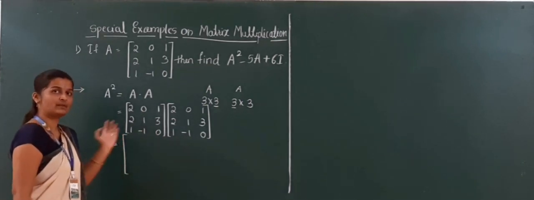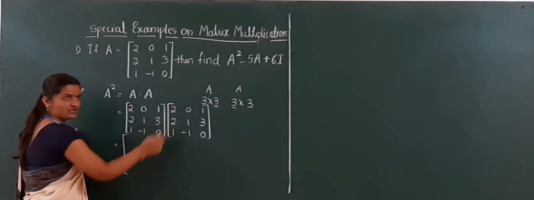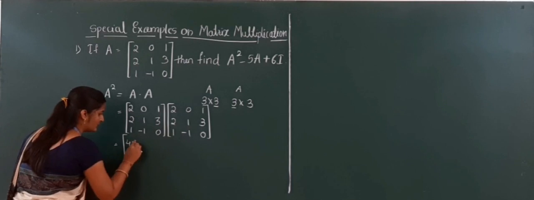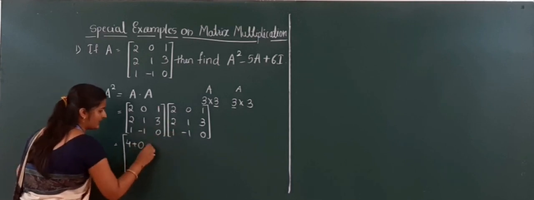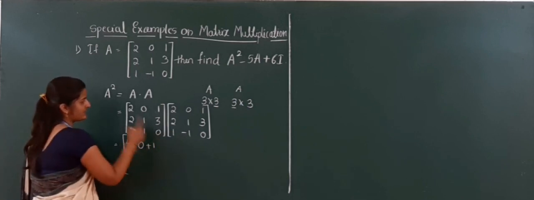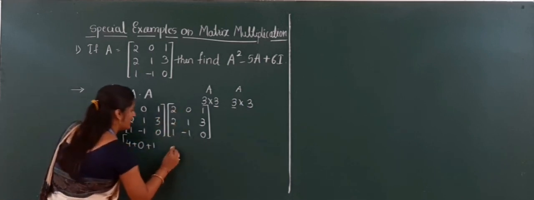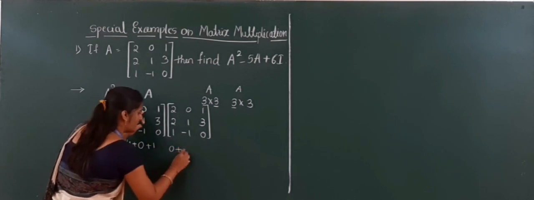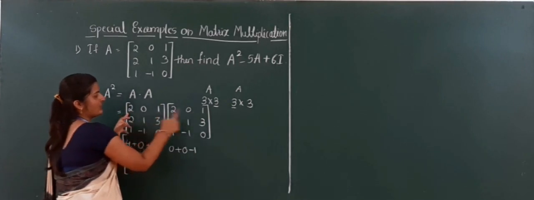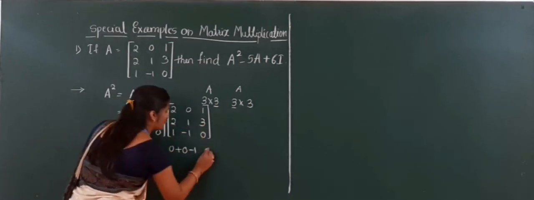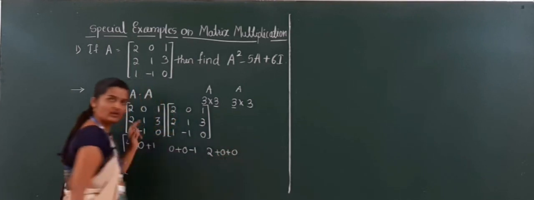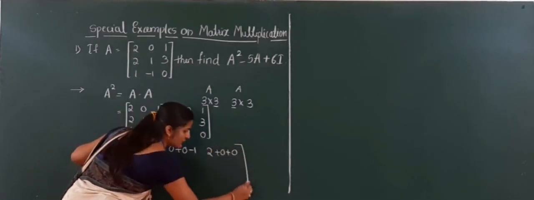How can we multiply the matrices? First row to the first column: 2 2s are 4, 0 into 2 is 0, 1 into 1 is 1. So the first element is done. Next element, first row, second column: 2 into 0 is 0, 0 into 1 is 0, 1 into minus 1 is minus 1. Next, 2 0 1 times 2 1 3 0: 2 ones are 2, 0 plus 0. Okay, first row is over.